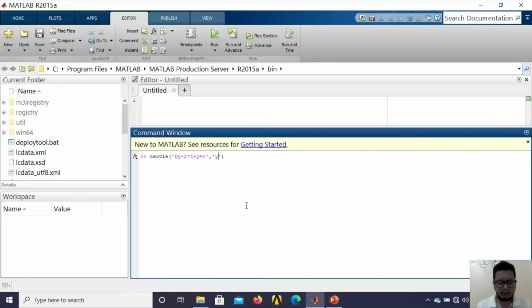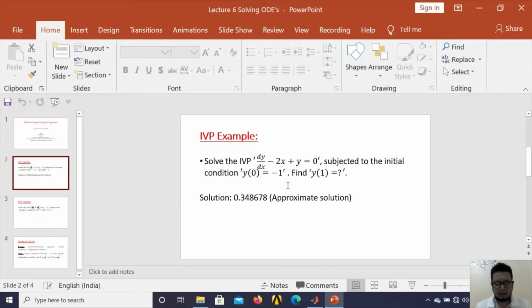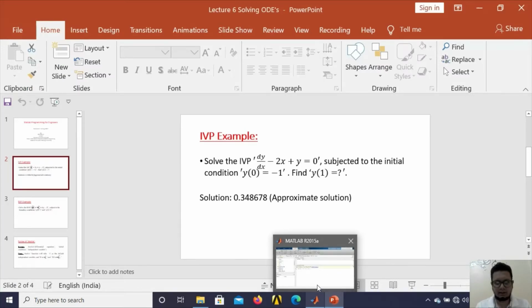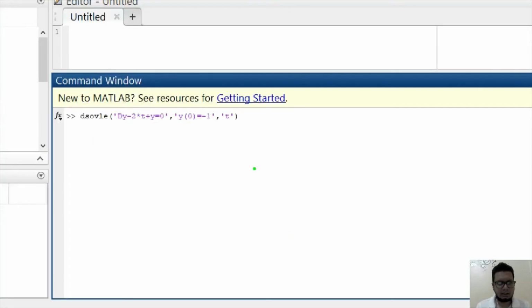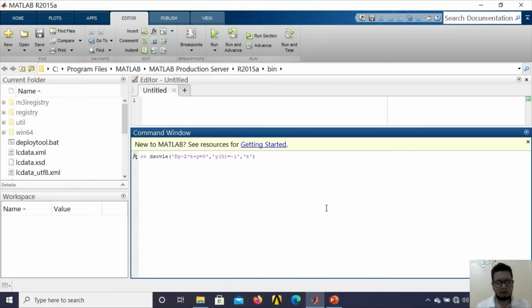Then the initial condition, y of 0 is equal to minus 1. Then comma, the independent variable, that is t. Always, by default, the independent variable is t. So now I'll press enter.